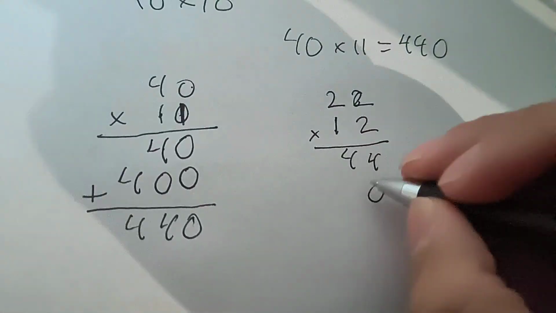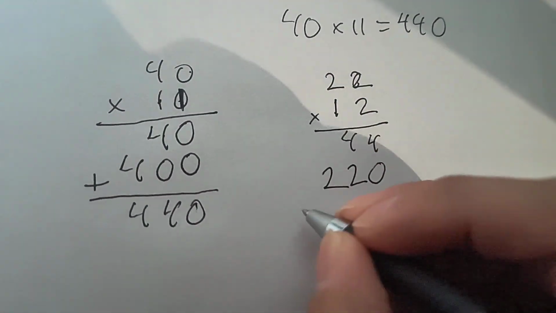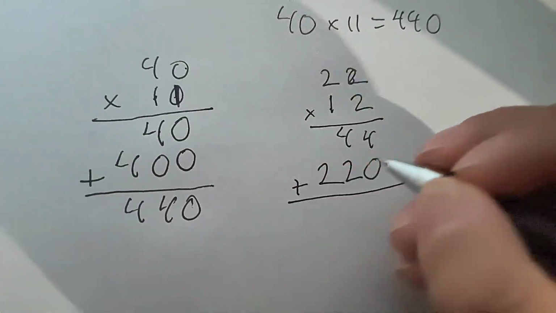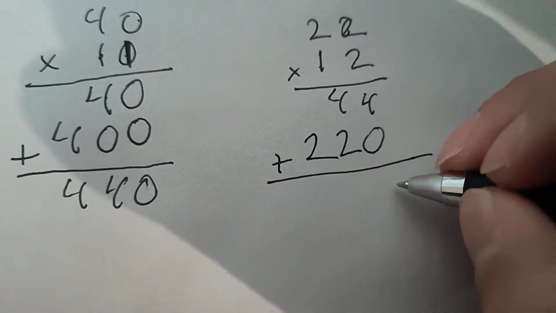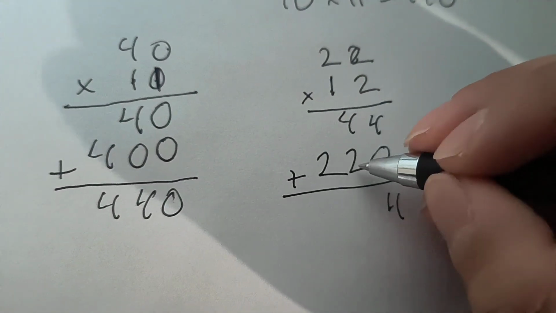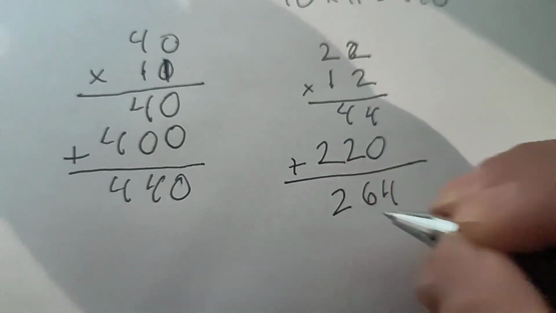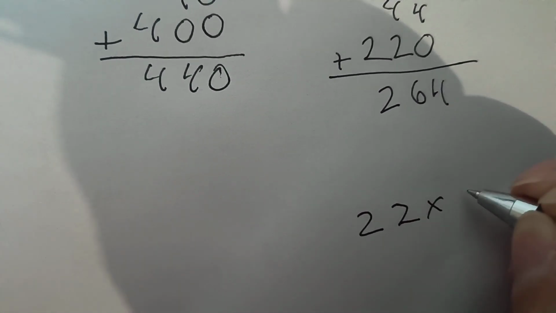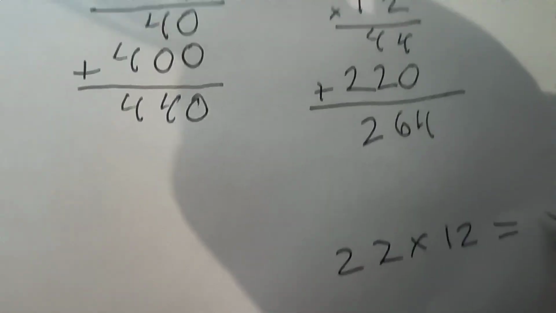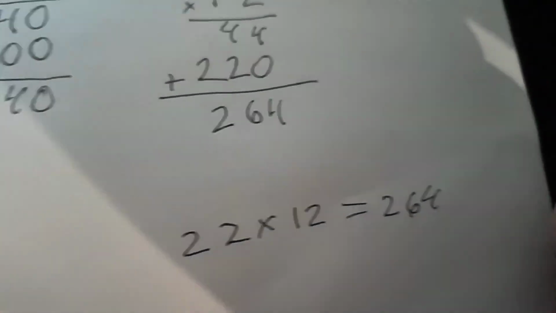1 times 2 is 2. 1 times 2 is 2. Okay, so we did both places. Then we add the place values. 4 plus 0 is 4. 4 plus 2 is 6. 2 plus 0 is 2. So 22 times 12 is equal to 264. And that's it.